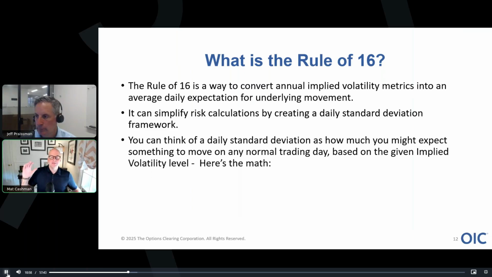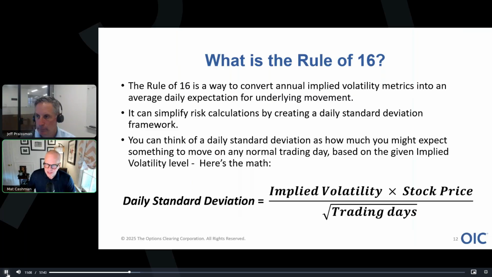You can think about it as breaking down an annual number into daily standard deviations and how you might think about how much something is going to move based on its implied volatility. What you need in order to calculate a daily standard deviation is 3 pieces of information. You need the implied volatility of the option that you're looking at. You need the stock price or the index price, the underlying price, and you need a square root of trading days or a square root of time, some way to subset that ratio that we're talking about into something you want to use.